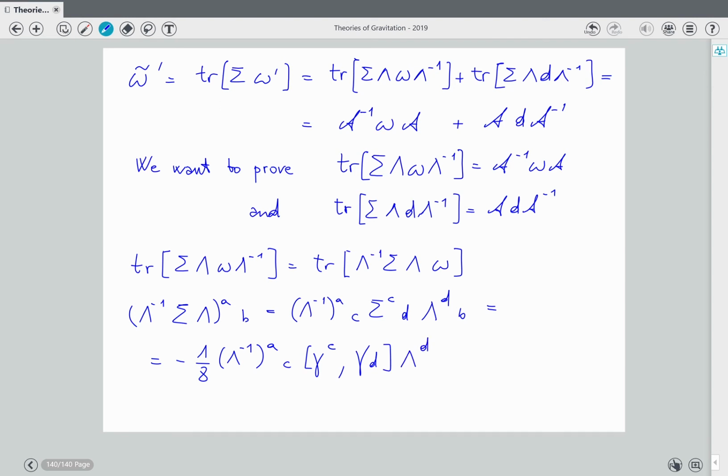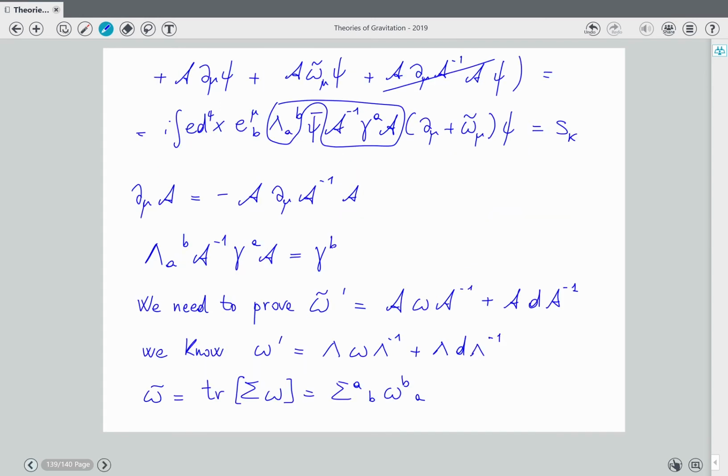Lambda dB. But then we use the property here, which can be written in many different ways. For example, one way was this.